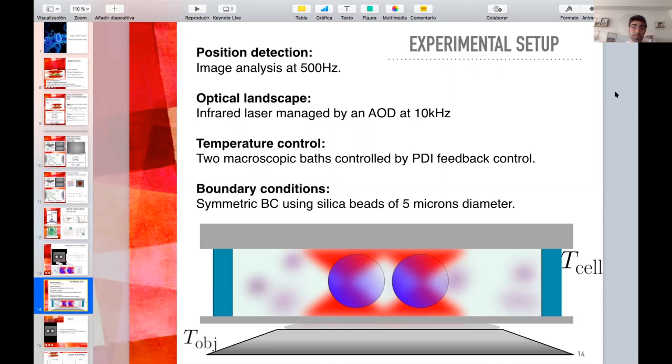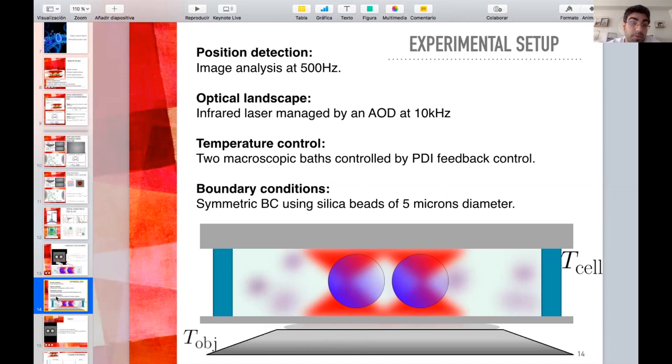The temperature of the whole system is controlled by contact with two thermal valves, one to the microfluidic cell, another to the objective. That is an oil immersion objective. It's almost in contact with the cover slip, so it's dominating the temperature. And the boundary condition that we use are silica beads of 5 microns diameter. So we are focusing on the attractive critical Casimir forces.